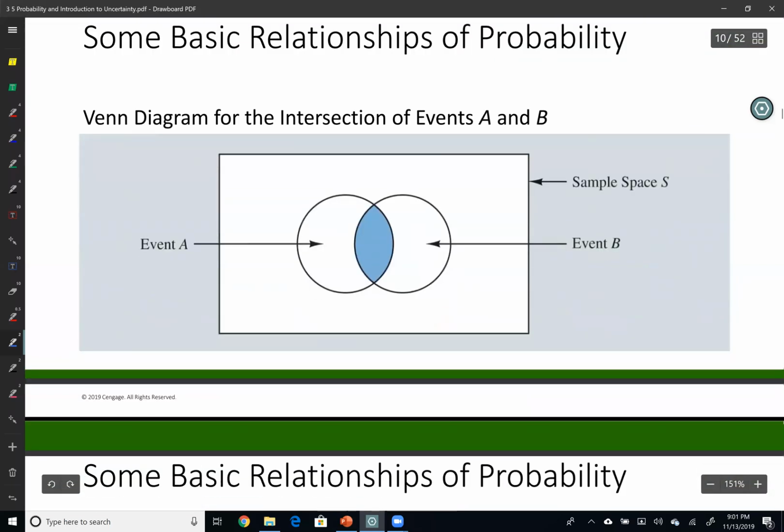Okay, so let's take a look at intersection. This is basically and, that's the keyword here. What's the probability of A and B happens? What's the probability that a student gets an A in business analytics and an A in marketing? So that probability is obviously lower than or.